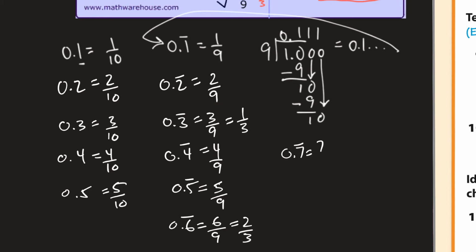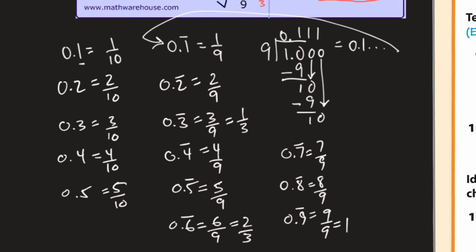0.7 with a bar is 7/9. 0.8 with a bar is 8/9. And oh boy, 0.9 with a bar. So think about that. 0.9, and the 9's going on forever, is the same thing as 9/9 or 1. Isn't that weird? It's totally weird.